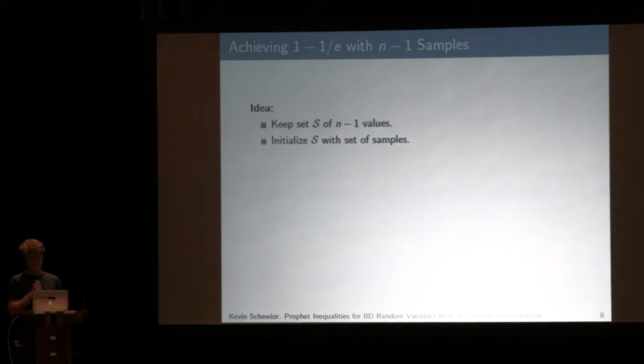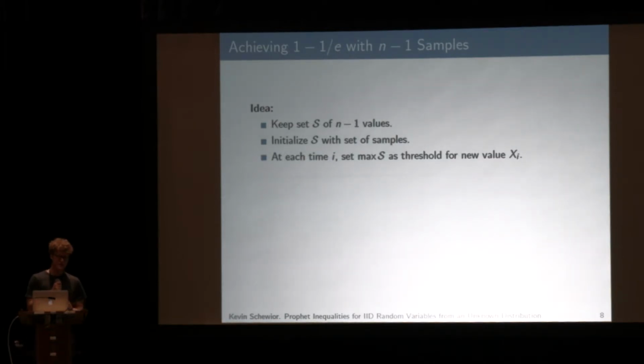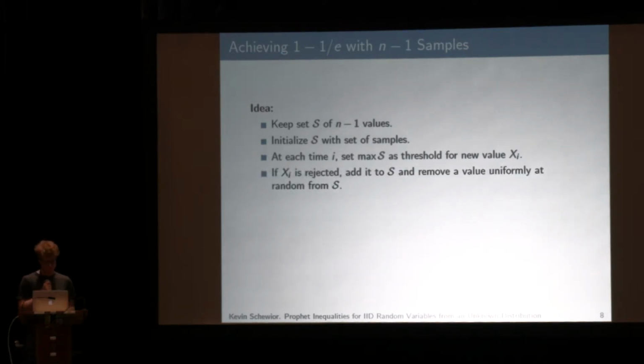But this is a bit wasteful because we can do the same with n-1 samples. And we do it the following way. We keep a set of n-1 values. Initially, that's just all samples. And now at each time i, we set the maximum of that set as a threshold. If the value is accepted, fine, game's over. If it's not, then we add the value to the set S, but we throw away one value uniformly at random. So we keep the set S at size n-1.